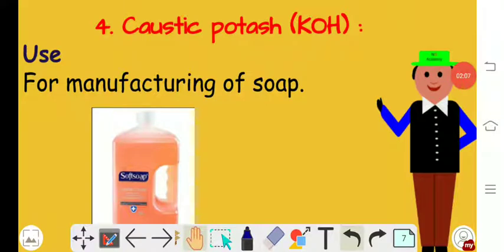Friends, we are into number 4, caustic potash. It is the common name for potassium hydroxide, and it is used for manufacturing of soap. In the soft soap, during the preparation of soft soap, caustic potash is used. You can see in the image here, this is soft soap, and caustic potash is the essential ingredient to make the soft soap.